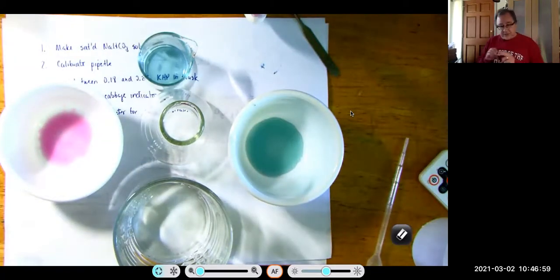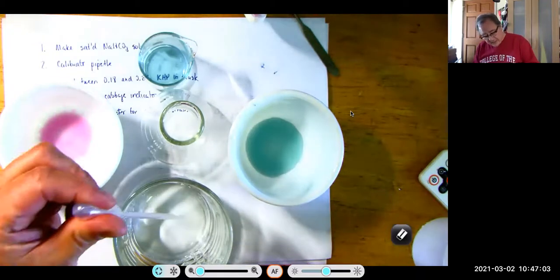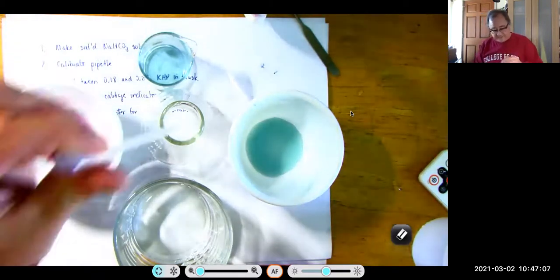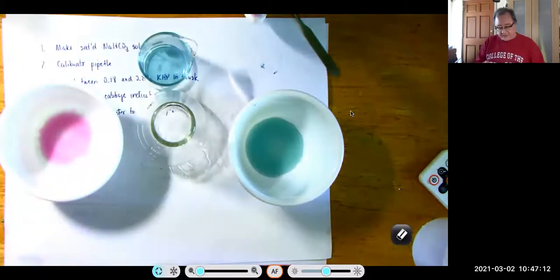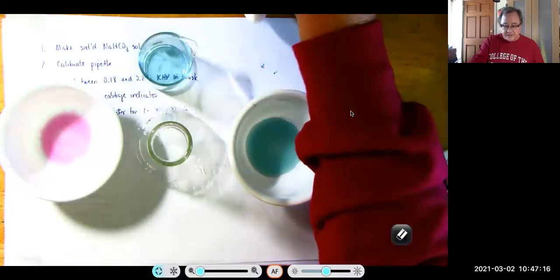And what you're going to do here is take 1 milliliter of your white vinegar and put it in your flask. So here we have precisely 1 milliliter of white vinegar in our flask. You're going to add 10 drops of the indicator solution.